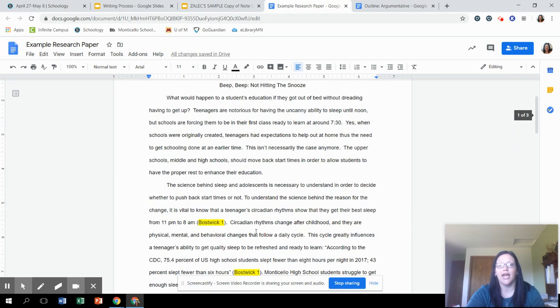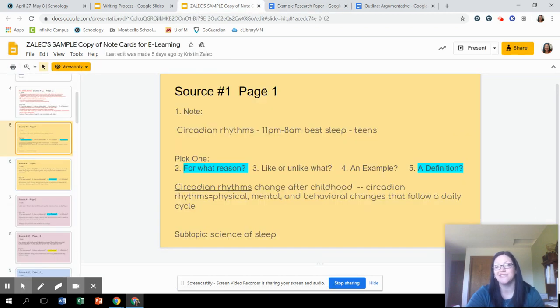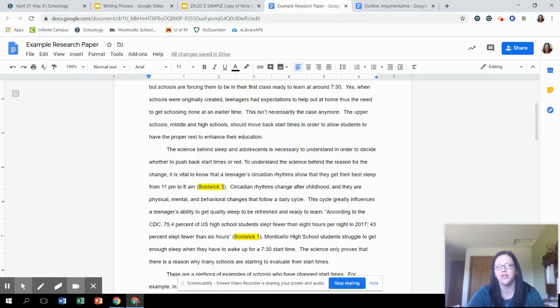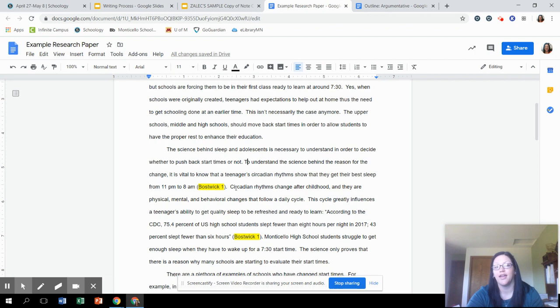So I pulled from Bostwick's article. That's my source number one. So I put that in there, and since there was a page number, I put a page number in there. And then I took this and put it in there, and that information came from me. So then I sat there and added that in there.